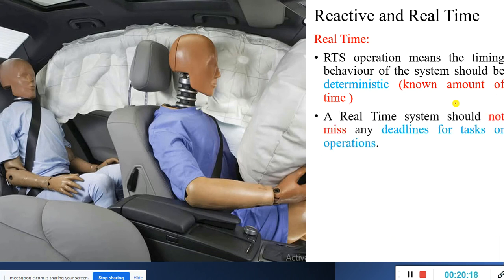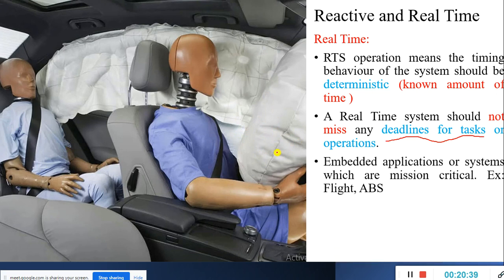Okay. So now the real-time system should not miss any deadlines for the task or operation. The best example is deploying of an airbag whenever an accident takes place, based on the intensity of the accident. If the intensity of the accident is huge, there will be a particular timing decided in the algorithm within a fraction of a second. Maybe after the accident takes place, 1 or 2 milliseconds, or even less than a millisecond, the airbag should deploy. Such a system we call a real-time operation or real-time embedded system.